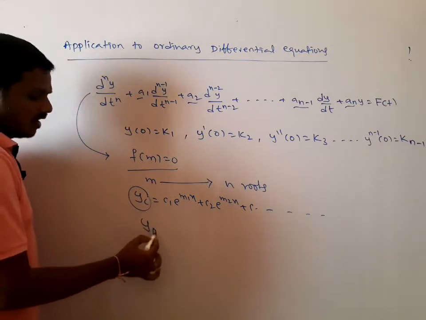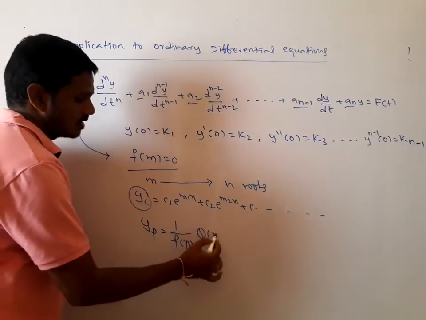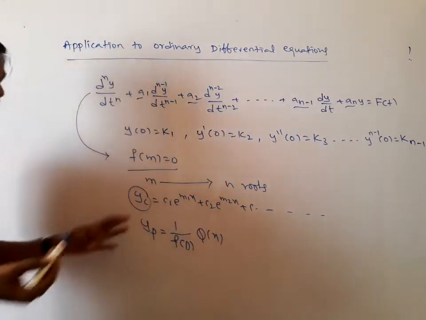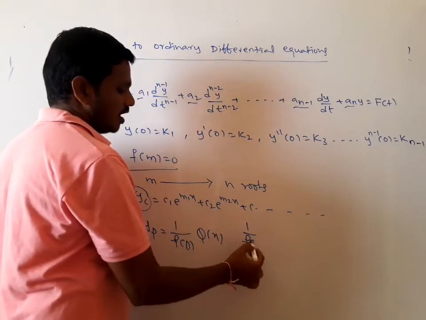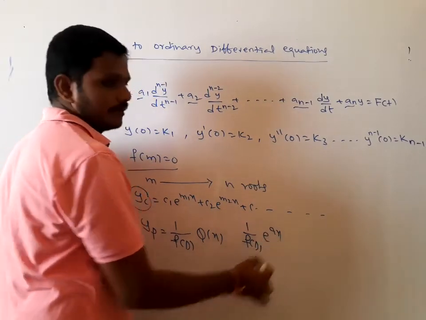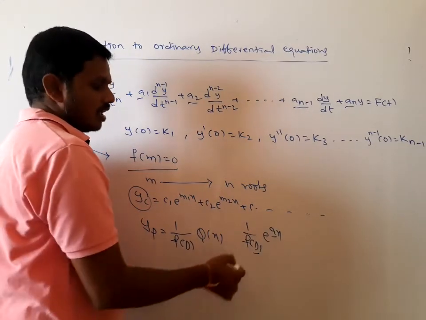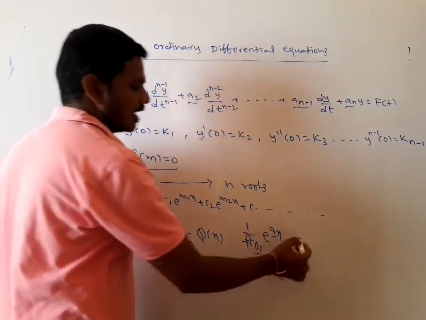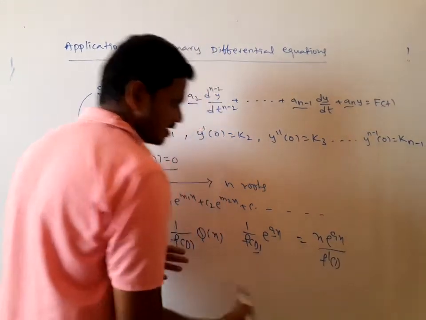Next, the particular integral yp is given by, yes, we have several procedures: 1 by f of D into Q of x. Q of x, that is f of t, it depends upon f of t. If it is exponential, 1 by f of D into e to the power of ax, method 1, right? We can replace D with a whenever f of a is not equal to 0. If f of a is equal to 0, we can write x e to the power of ax divided by f dash of a, right? This is one method.